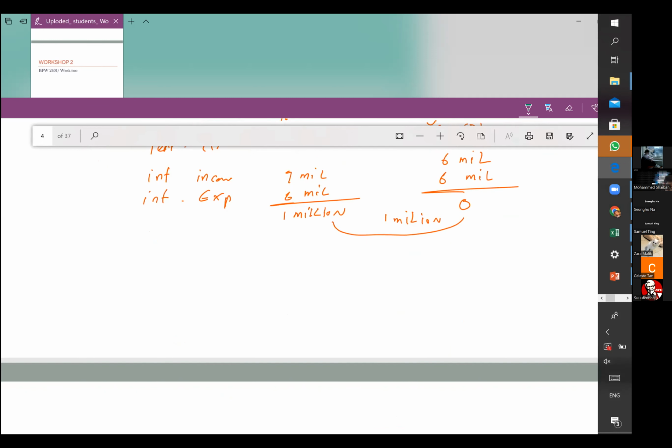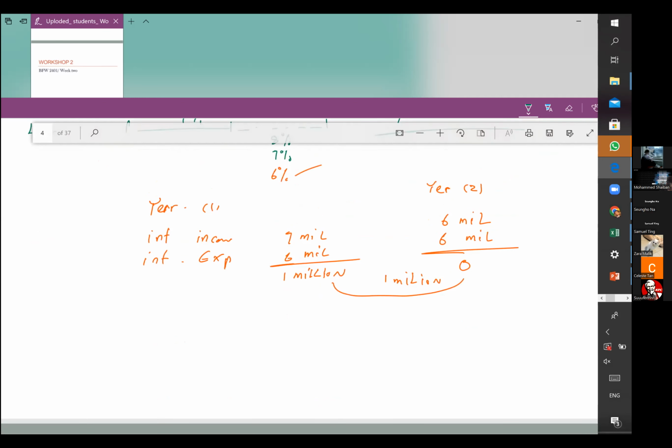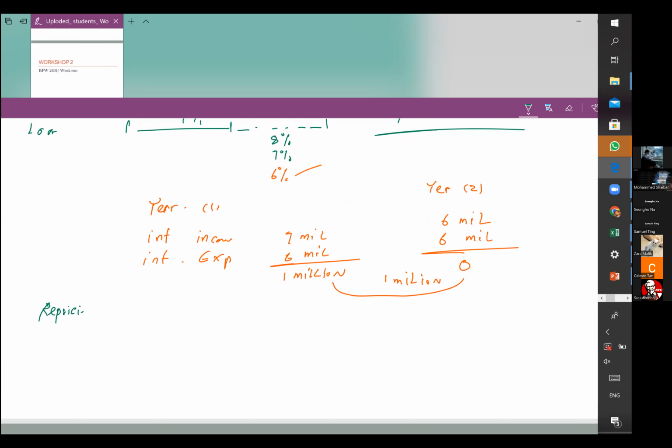Now, let me go just one more step. This model, the repricing model, has the following problems. The biggest problem is if I have a loan of 30,000, for example, and this 30,000 is year 1, we will be paid in 3 years. 10,000, 10,000, 10,000. And this is year 1, year 2, and year 3.